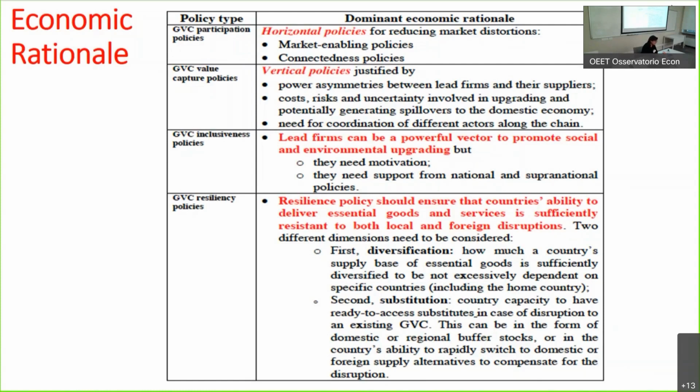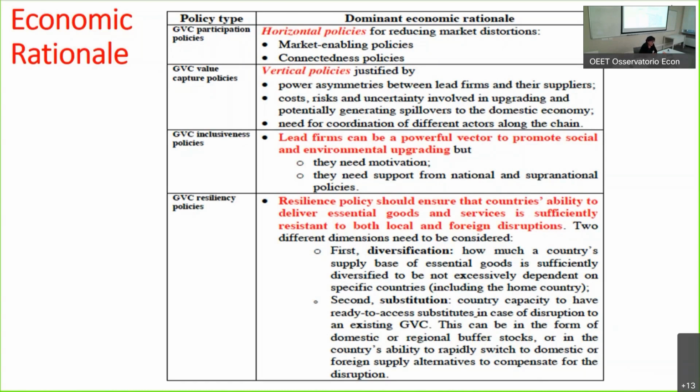Moving to GVC inclusiveness policies, these are in relation to the fact that within GVC, lead firms are clearly potentially powerful actors which can be useful and helpful in terms of promoting social and environmental upgrading. But this cannot be taken for granted, and lead firms need motivation, and lead firms need support from national and supranational policies.